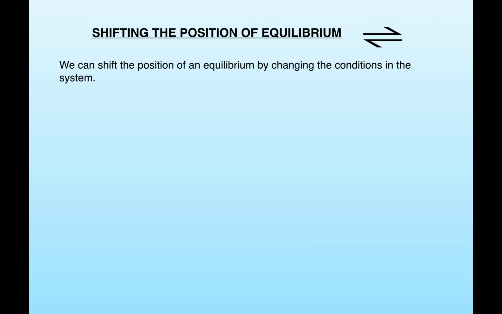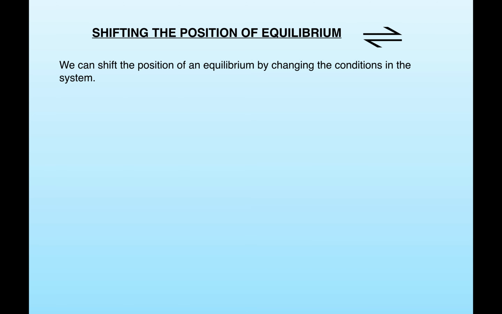Shifting the position of equilibrium. So we talked about how an equilibrium will be set up if you have a reversible reaction, and if you wait enough time, you'll have a dynamic equilibrium established. Dynamic because the forward and reverse reactions are happening at the same time, and an equilibrium because at any moment in time the quantities or the concentrations of the reactants and the products are constant.